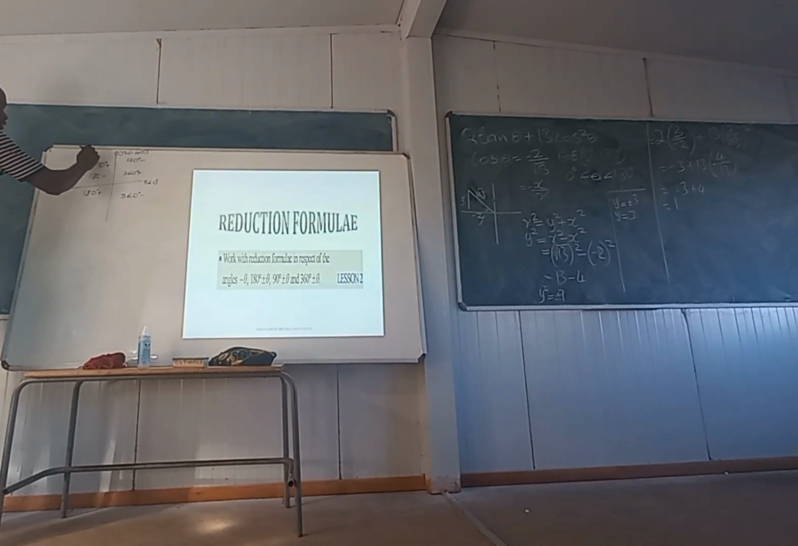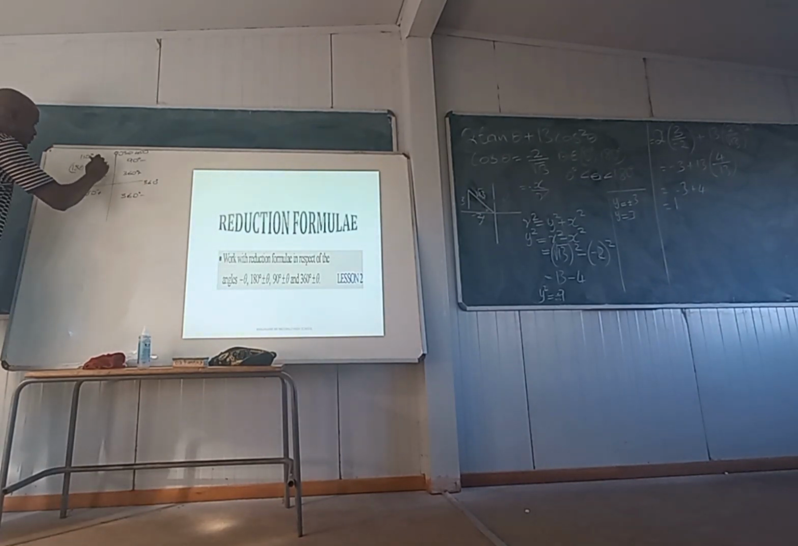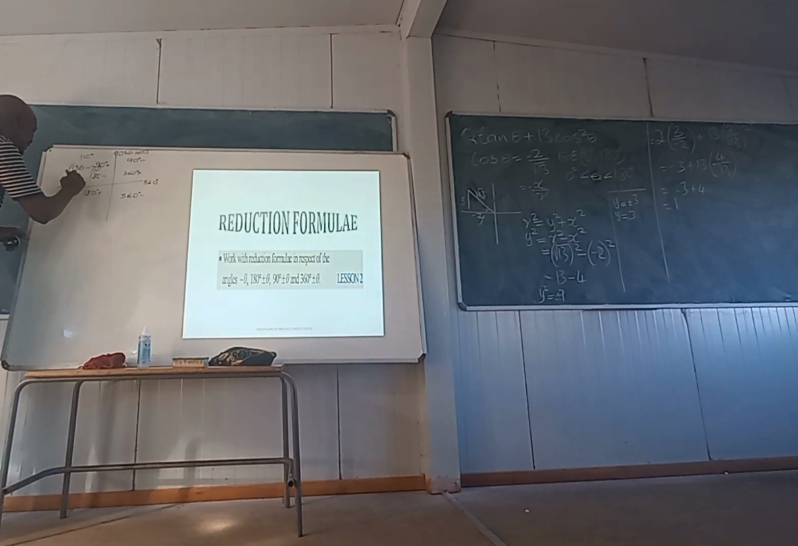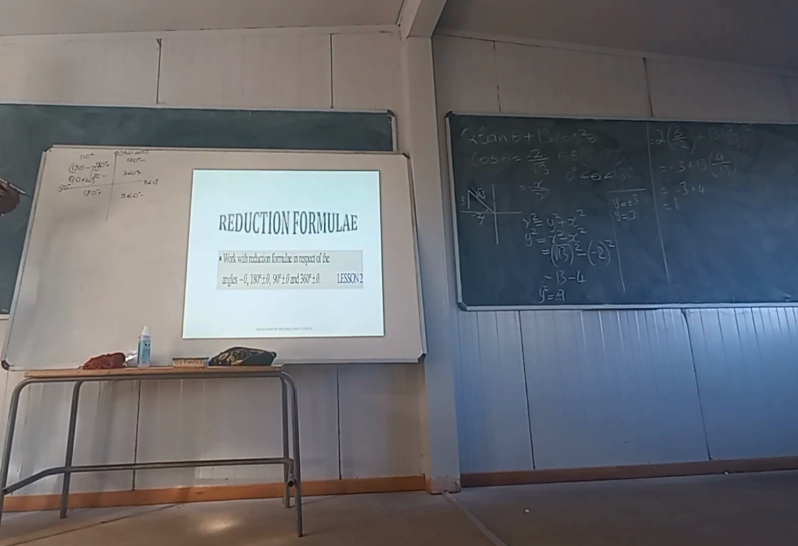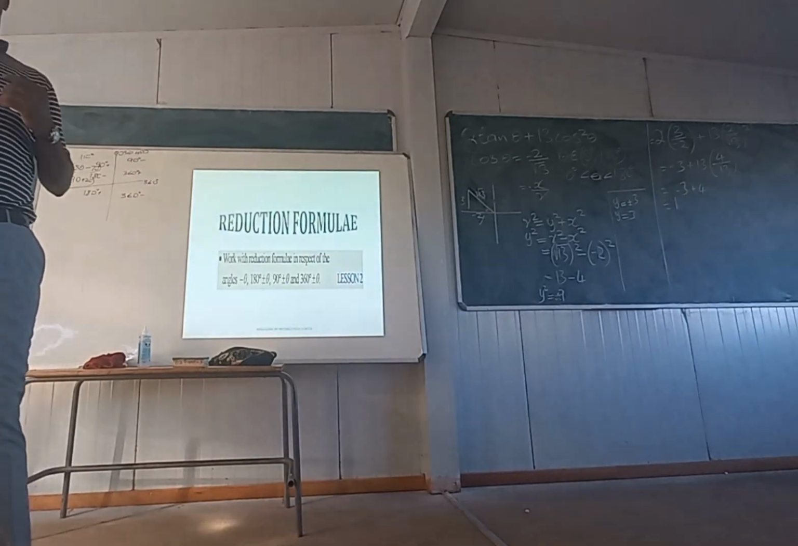110 degrees, we can write it as 180 minus what? 180 minus 70 degrees. Or we can also write it as 90 plus 20 degrees, which is 110. That's how we reduce our angles.